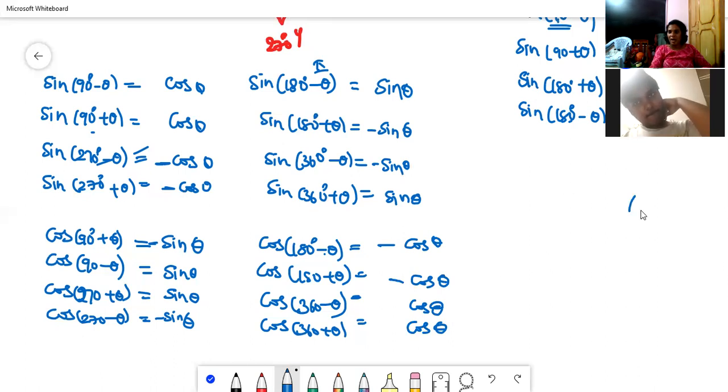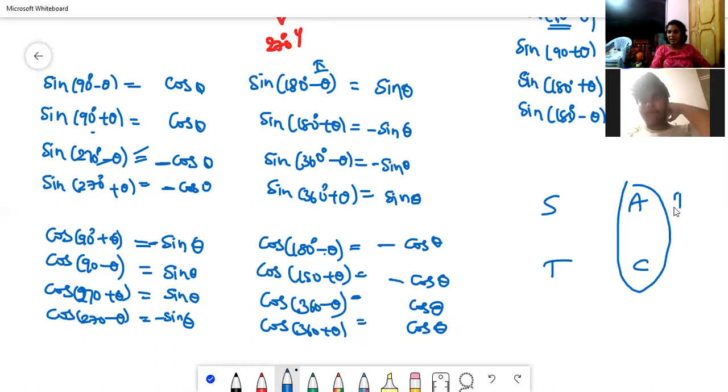Again, you go through all silver tea cups. In the first and fourth quadrants only, cos is positive. So for these two only it is positive. The remaining two quadrants are negative.